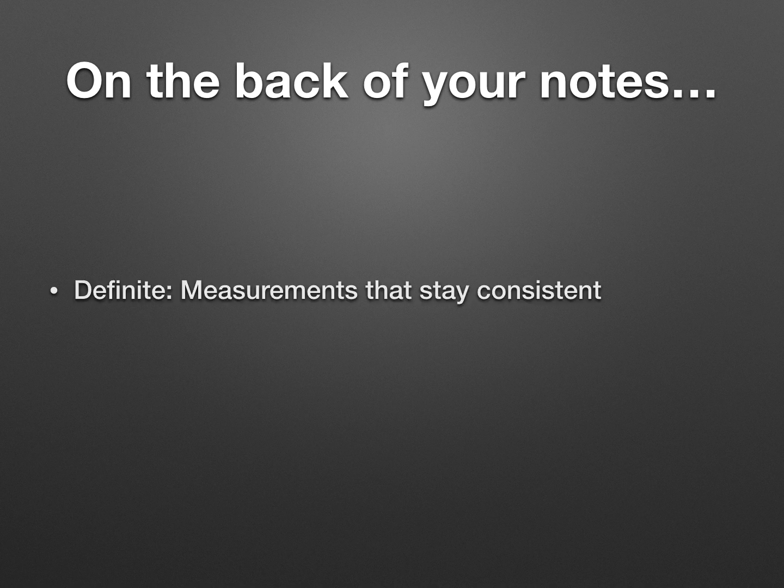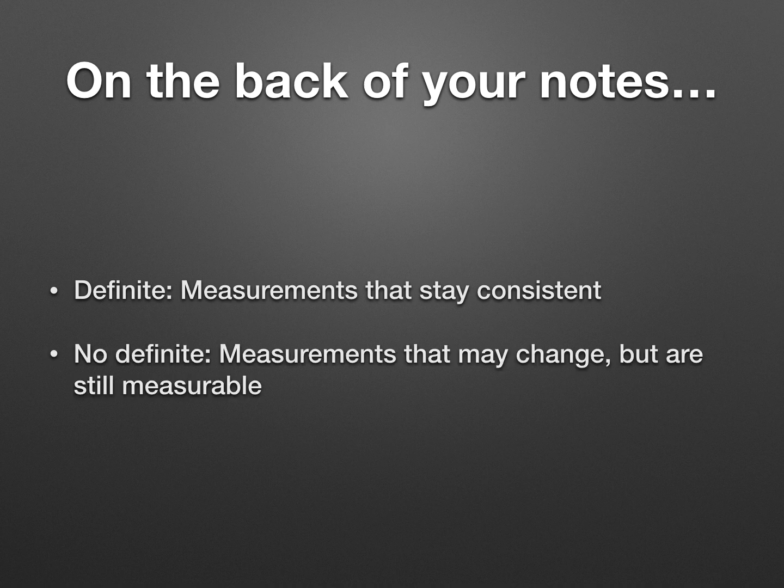Now, on the back of your notes, we are going to do a couple things. First, we're going to define two different words. The first is the word definite. Like we talked about mass, volume, and shape, you can have definite or no definite. Definite means there are measurements that stay consistent, which means they stay the same. For example, if you weighed your pencil, it would weigh X amount of grams. If you weighed it 10 years later, the same pencil would weigh the exact same amount of grams if it was never used.